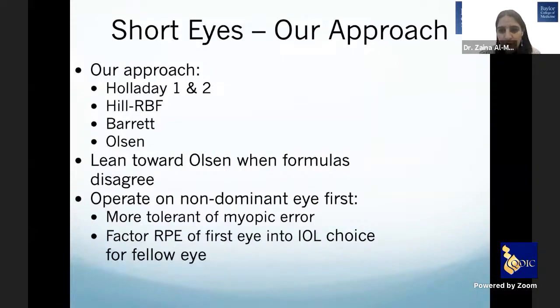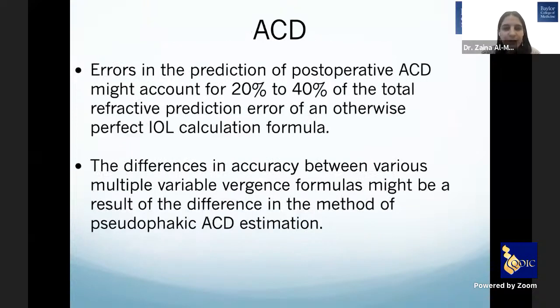So what's our approach to short eyes? We've been pretty good about optimizing our Holladay 1 and Holladay 2. So we're very comfortable with that. We're also really liking the Hill RBF and the Barrett Universal, which are excellent formulas. And sometimes, if things don't necessarily agree, that's when we look at the Olsen to maybe just nudge it a little bit closer to the Olsen. And in general, if you're worried about IOL calculations, typically do the surgery on the non-dominant eye and factor the refractive error of the first eye into your IOL choice.